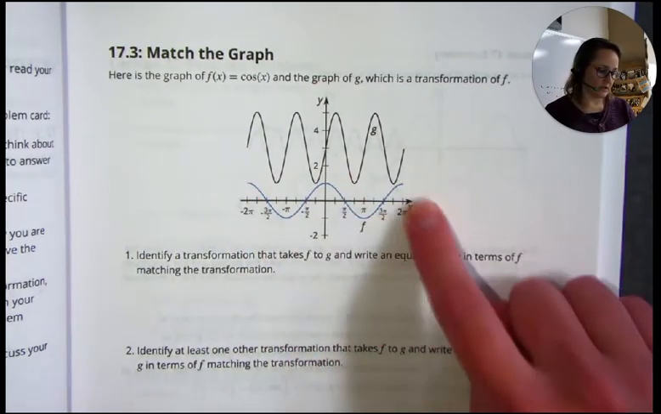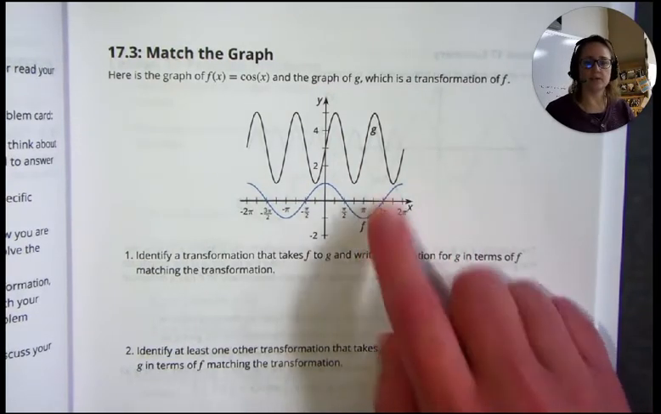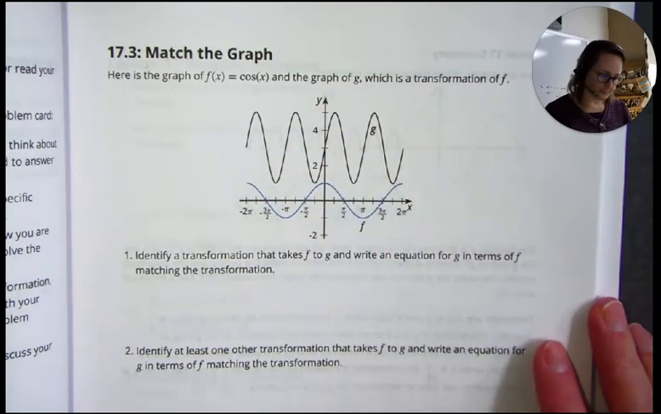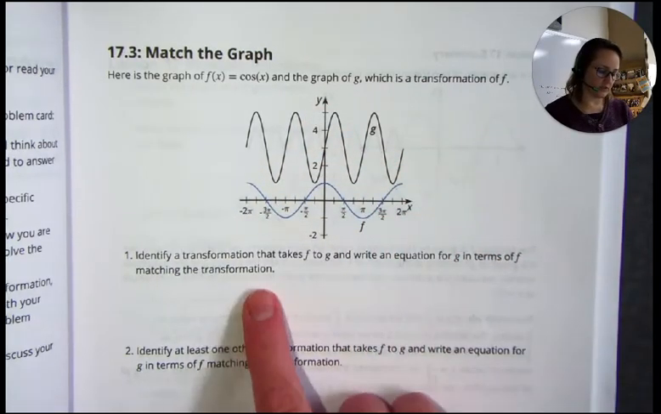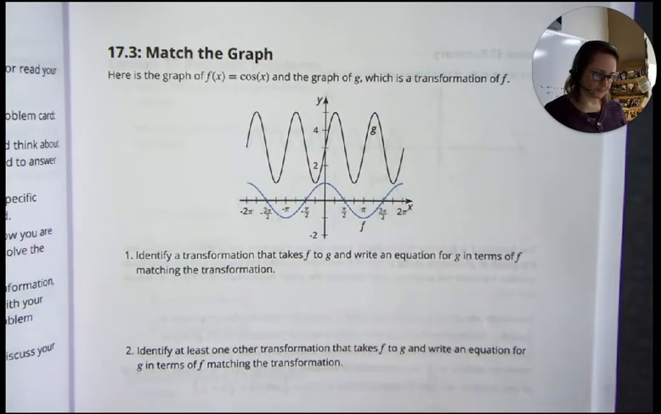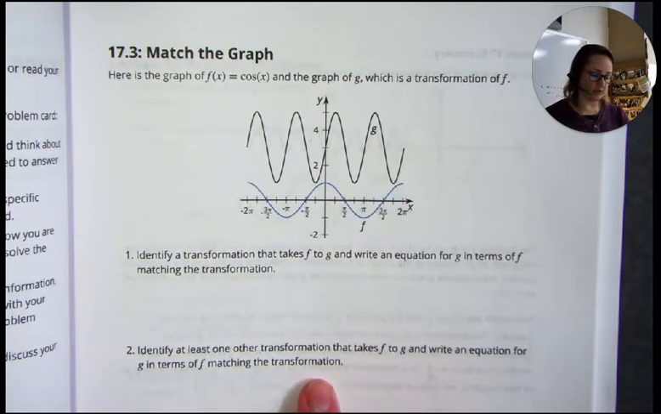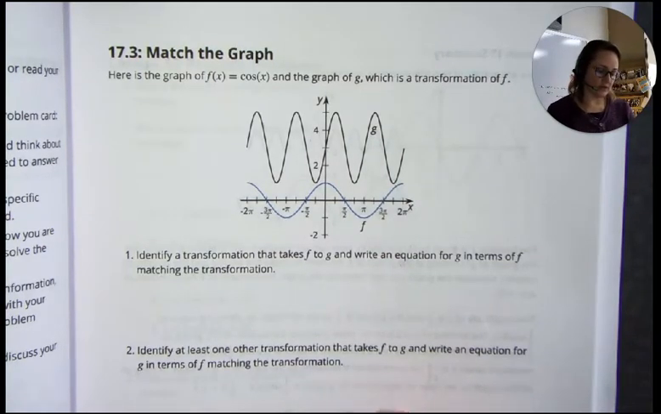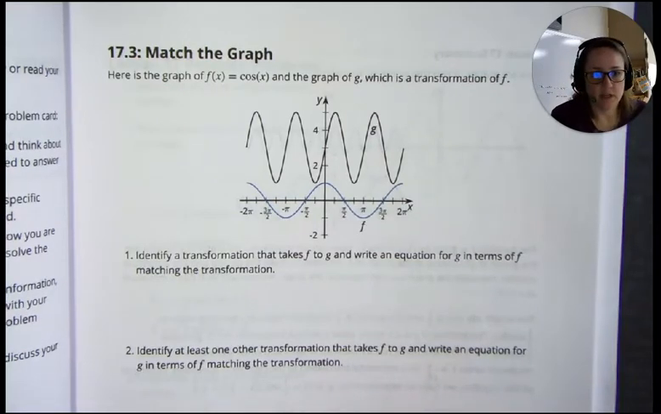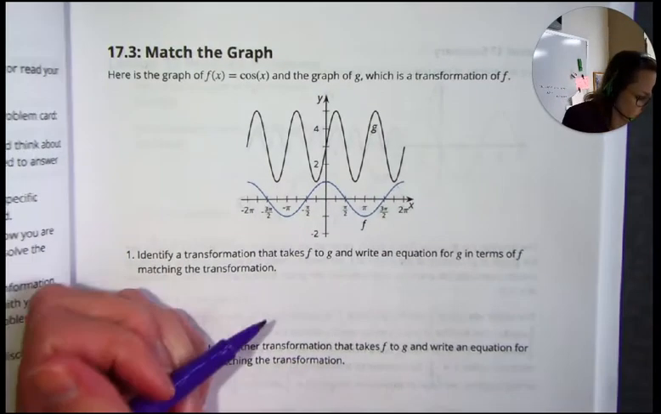It starts with the cosine graph, so it starts here with f, the blue one, and we need to transform it so it looks like g, the black one. So identify a transformation that takes f to g, and then write an equation for that. Then it says to identify at least one other transformation that takes f to g and write an equation for that. So we don't just do this once, we're going to do it twice, but they're going to have the same motions with each other. Let's start by listing off what the motions are that we're seeing.